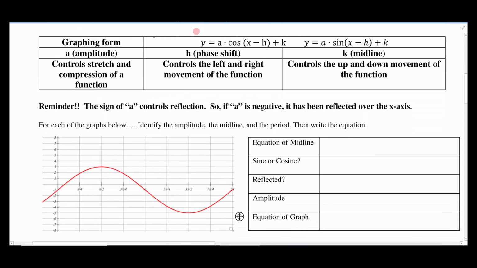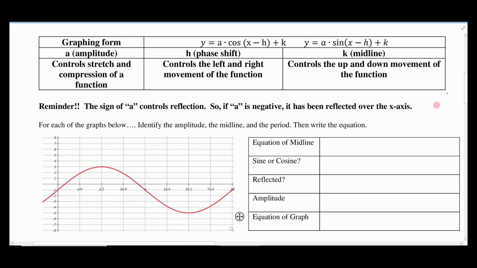So again, we've talked about this now for a few days where we've looked at the graphing form of both sine and cosine. We've talked about the amplitude, the phase shift, and the midline. So I'm not going to go over that again to start the lesson, but if you need to see that again, you can visit some of the previous videos that I've done.